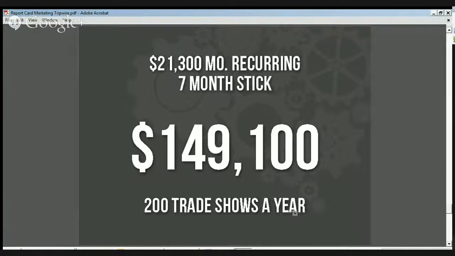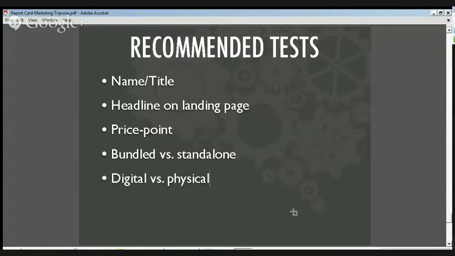And you think about that. There's 200 trade shows a year they could go to. They could just blow it up. Right, so you've got to get creative. You've got to think out of the box. You've got to think about how this really can fit in your business, because again, our goal is to get somebody to give us money and become a customer, a tripwire.